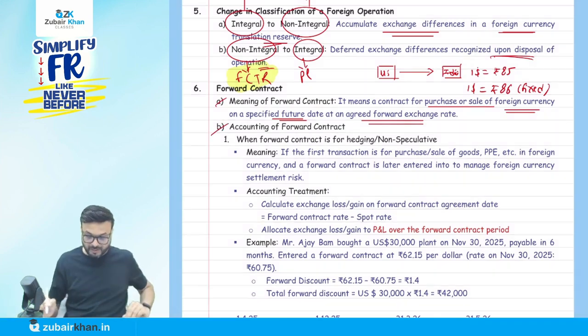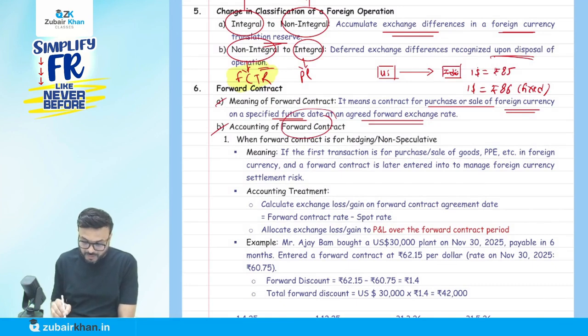There are two types of forward contract in accounting treatment: for hedging or non-speculative.